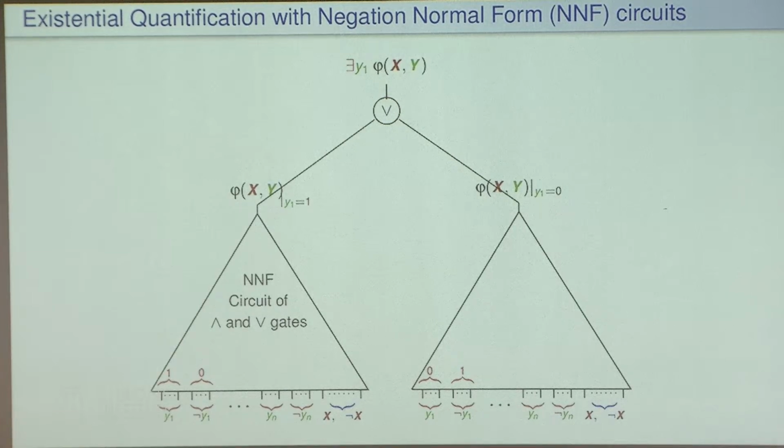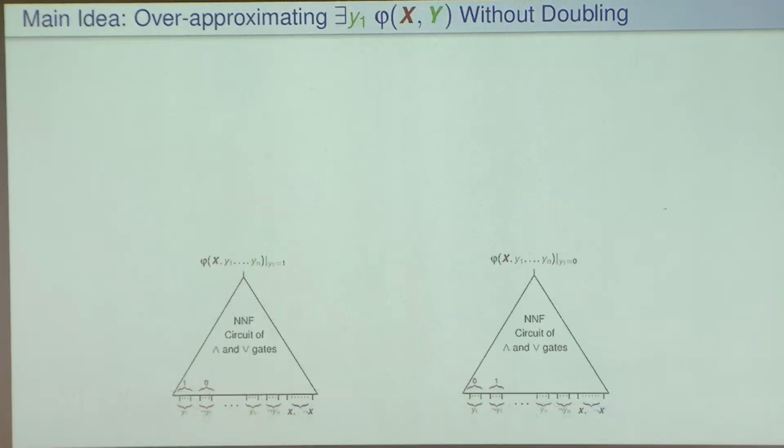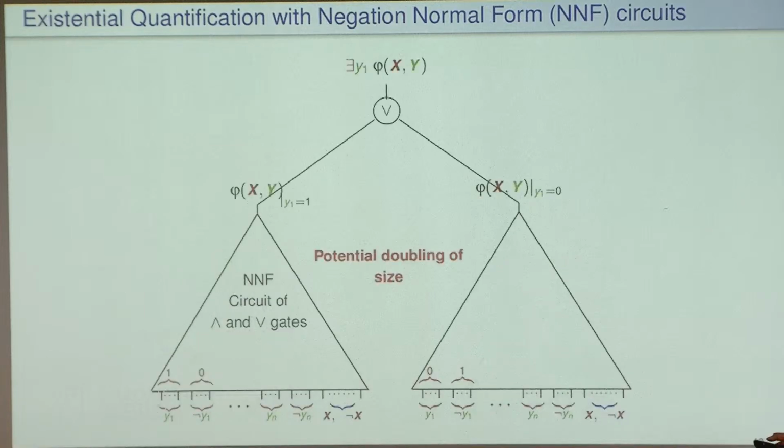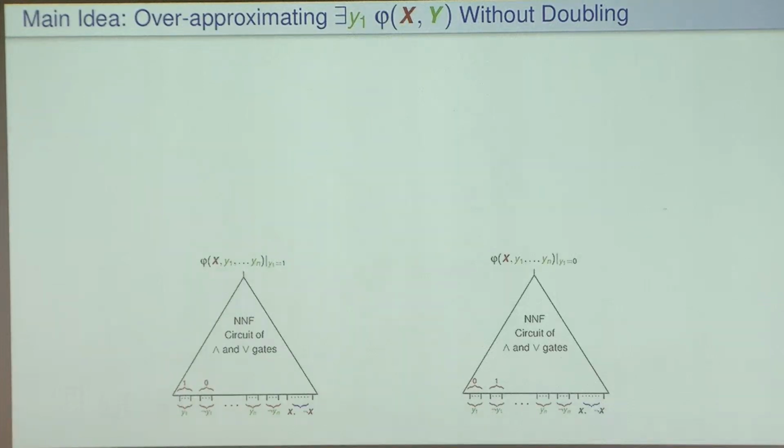And of course, this works, except that this results in doubling of the size of the circuit at each step. So this is clearly exponential in the number of output variables that you have. So the question really is, is there a way to avoid this? Is there a way to get another representation which has these properties but does not double the size, right? Maybe we'll start by trying to over approximate it.